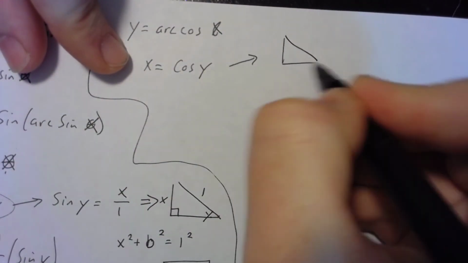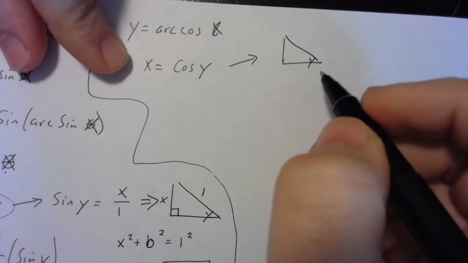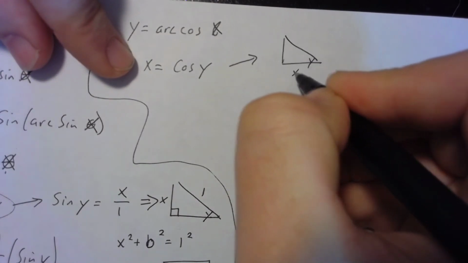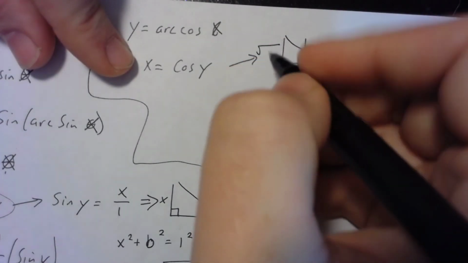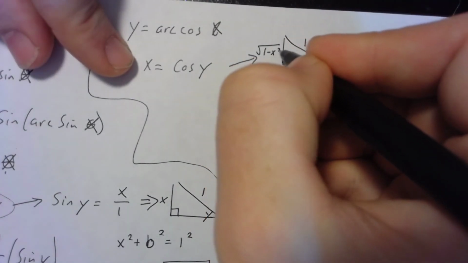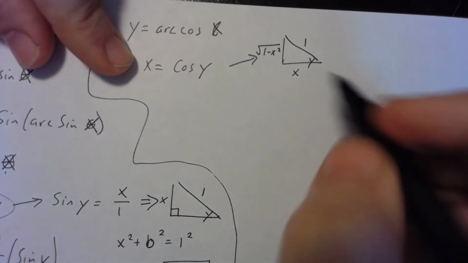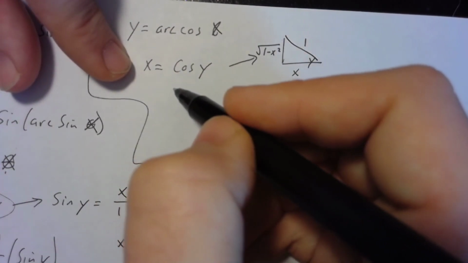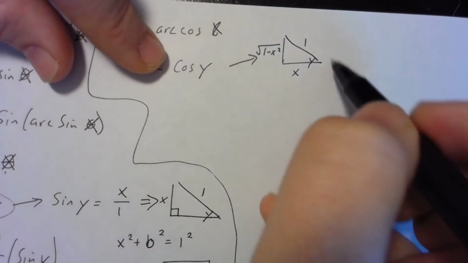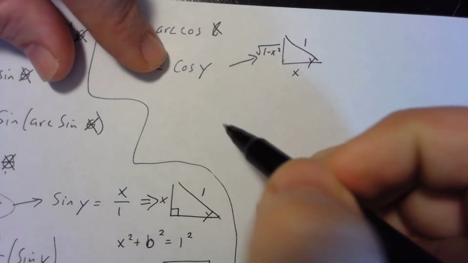Given that y is inside the cosine function, that's my angle. Cosine is going to be adjacent over hypotenuse, so that's x over 1. And then I can go ahead and solve for the missing piece using the Pythagorean identity, giving me this. Once you know what the derivative of this function is, in terms of dy/dx equals something in terms of y, then we can use this triangle to build the remaining pieces.